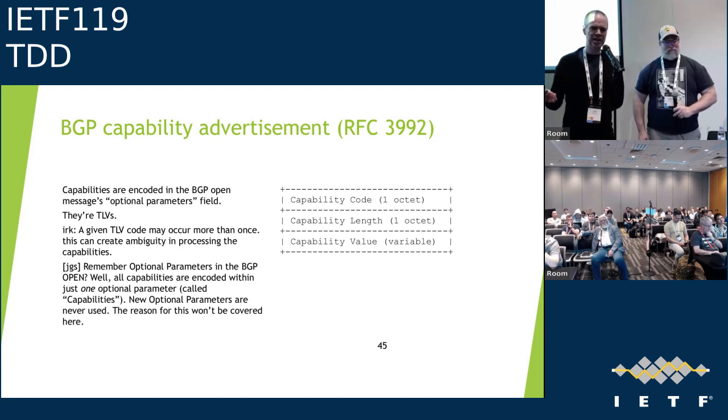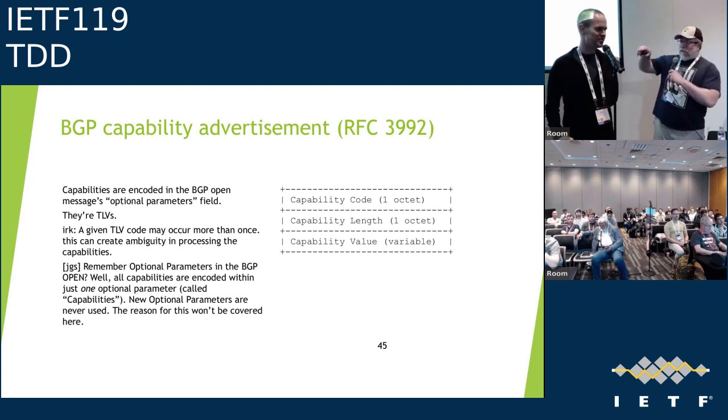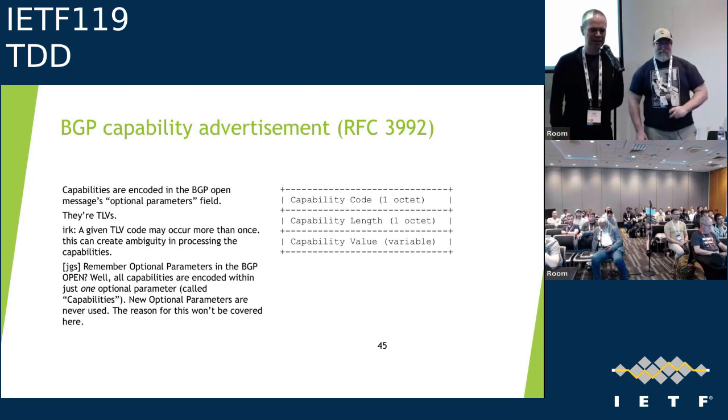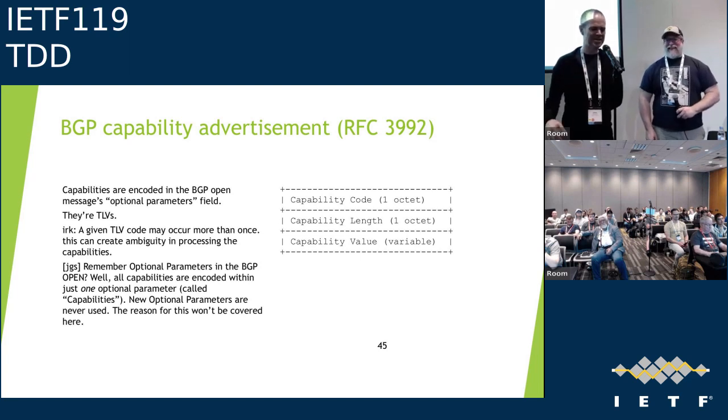They're encoded into that. Remember back at the beginning, we said there was an optional parameters field. There's essentially only one optional parameter, and that is the capabilities parameter. And the reason for that is kind of lost in the mists of time, and I don't want to dive into it. It's all John's fault. Yeah, I'm sorry. It's not all my fault. It's just half my fault.